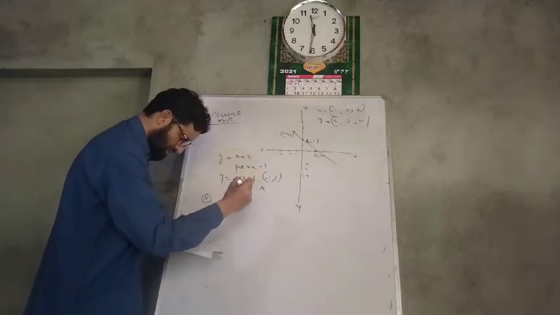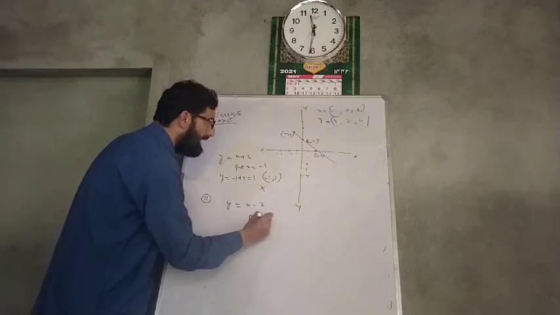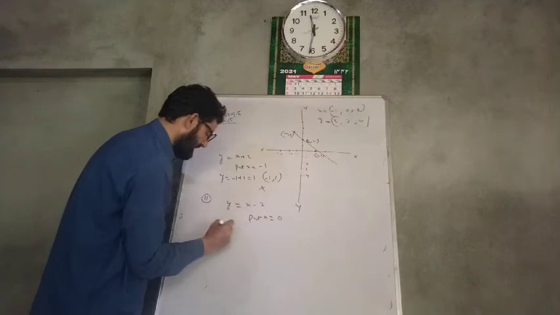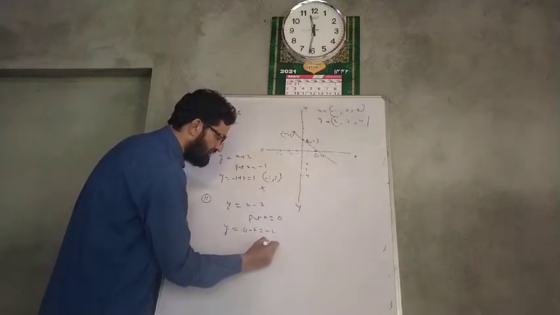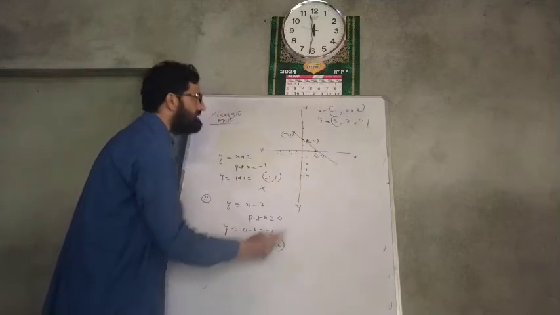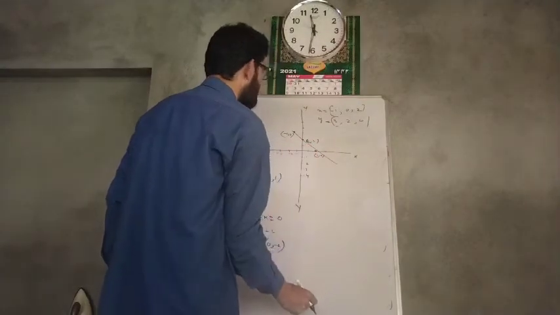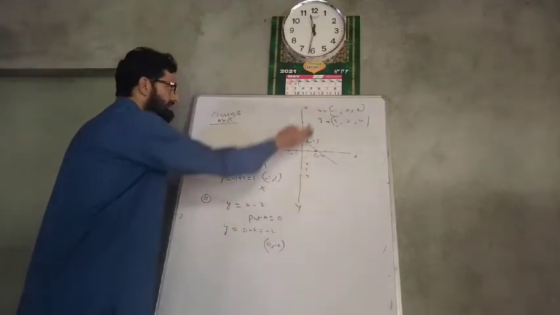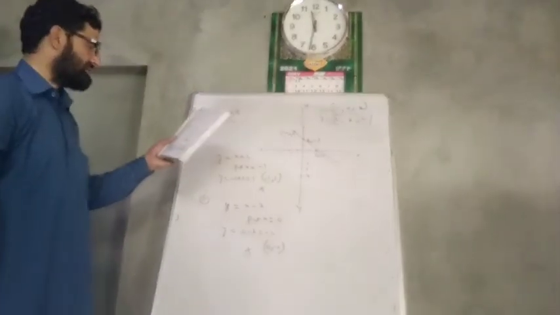This is y is equal to x minus 2. Now put x is equal to, suppose, 0. What is y? y is 0 minus 2, that is minus 2. So 0, minus 2. No, 0, plus 2 is the graph. So this choice is not the graph of this equation also.